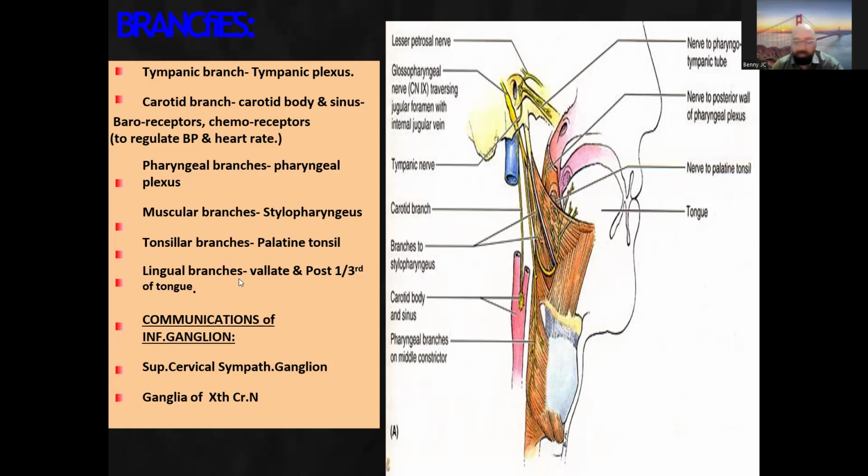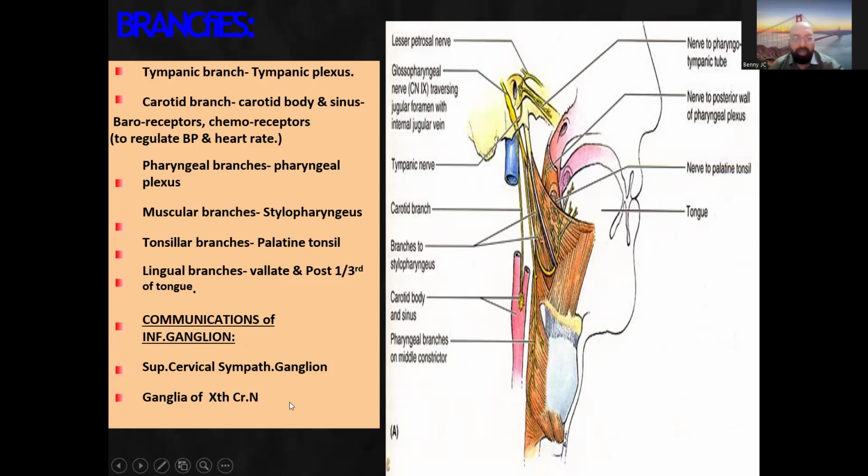The lingual branch, as the name suggests, is of course coming to the tongue. It takes sensations from the circumvallate papillae and from the posterior one third of the tongue. So these are the ones which carry the taste sensations as well as the general sensations from the tongue. Furthermore, there are communications from the inferior ganglion of the glossopharyngeal nerve into two parts. One is to the superior cervical sympathetic ganglion. The other is to the vagoaccessory complex through the ganglia of the 10th cranial nerve.